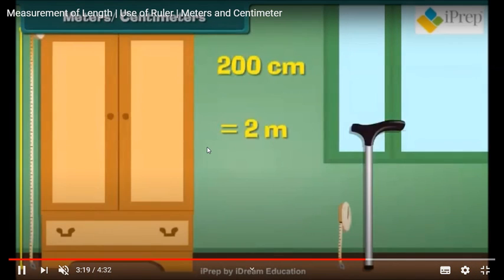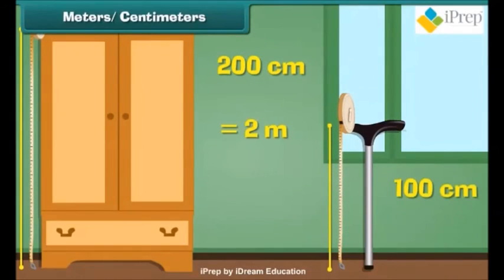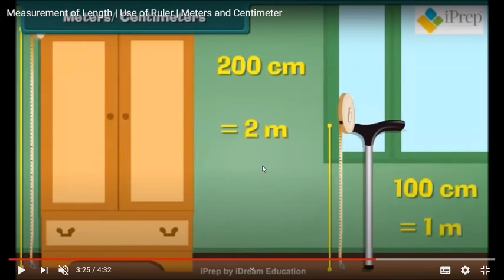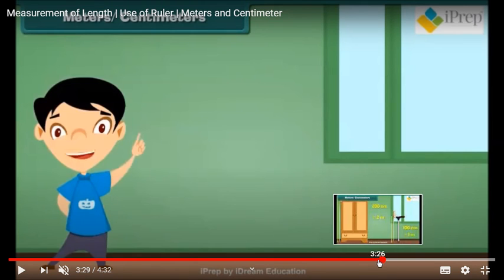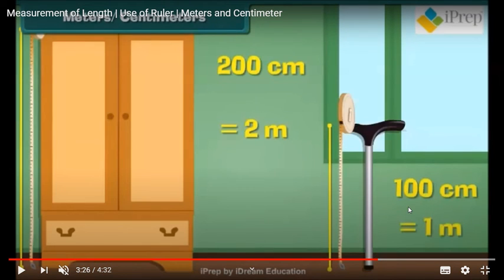Next we will take the walking stick with the measuring tape. It is 100 centimeter, which means 1 meter. The almirah is 200 centimeter, which means 2 meter, but the walking stick is 100 centimeter, which means 1 meter.